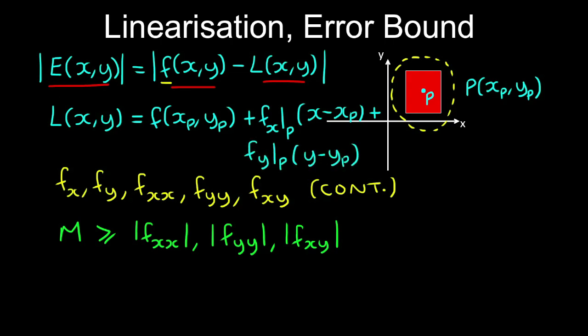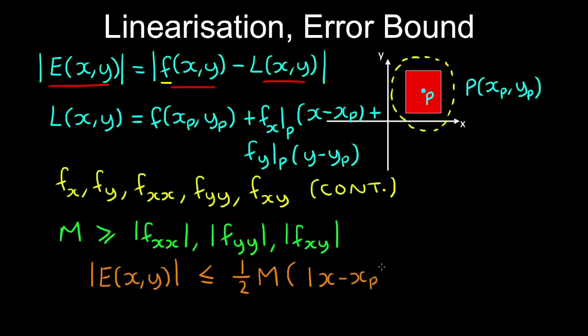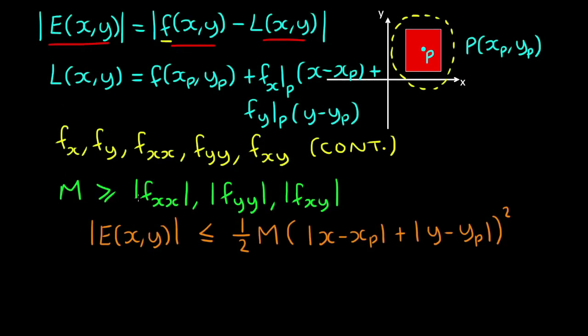Satisfies the following inequality. So the magnitude of the error of the standard linear approximation is less than or equal to 1/2 by the upper bound for the second order partial derivatives by the absolute value of x minus xp plus the absolute value of y minus yp, all squared. So this error bound can be obtained from the Taylor polynomial approximation of the function near point P.